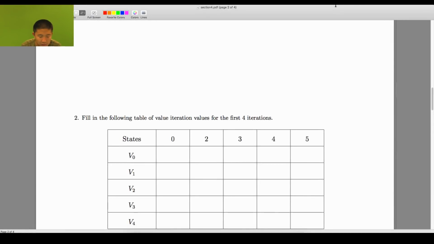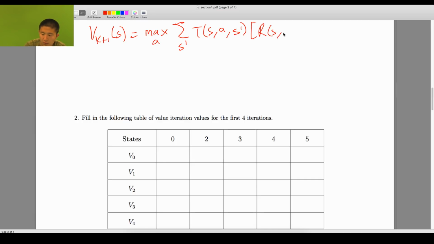Okay, so let us move on to the next part, where we want to calculate and apply value iteration to this MDP. Remember that value iteration is a dynamic programming algorithm based on the Bellman equations, where the value at time step k plus 1 of S is equal to the maximum over the actions of the sum over the successor states of the transition probability times the expected future reward.